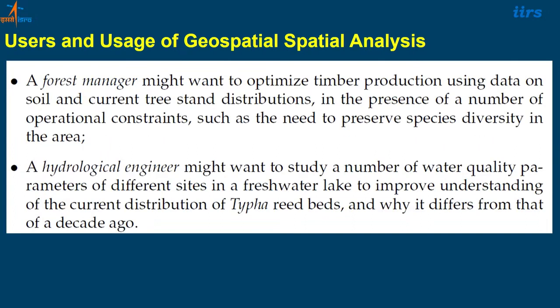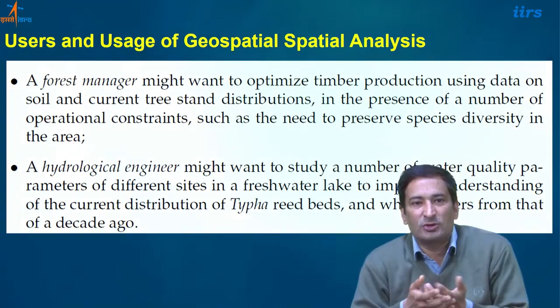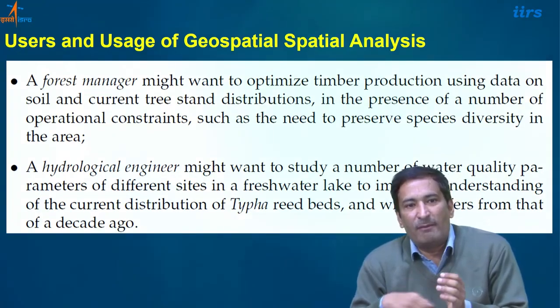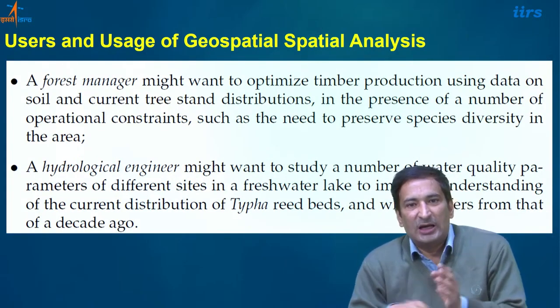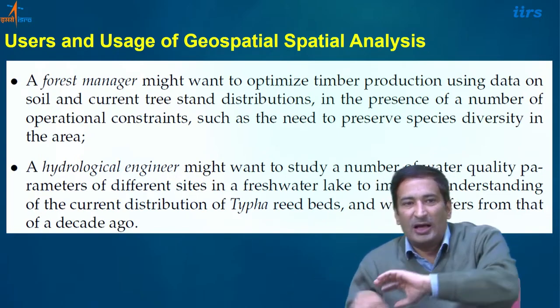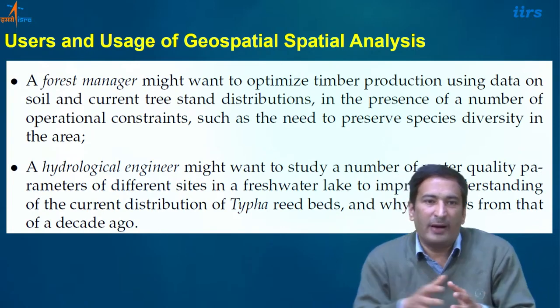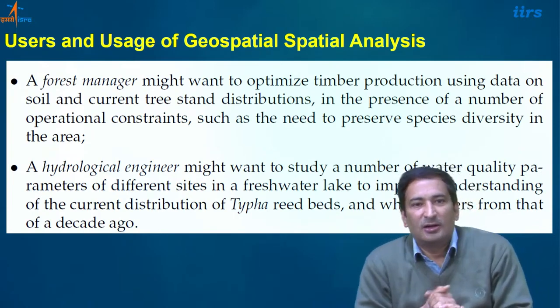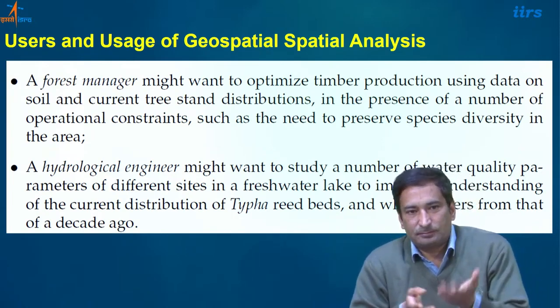A forest manager wants to optimize timber production using the data on soil and the current tree distribution in the presence of a number of operational constraints, such as the need to preserve the species diversity in the area. So constraints as well as criteria, both he can combine together and get his optimum sites.